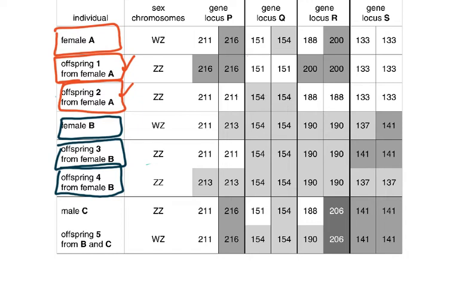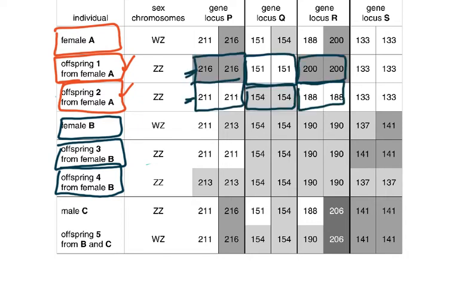Because if you look at the different loci, if you understand the question, it says, look, how are they different? 1 and 2 are different at loci P, Q, and R. At P, look at it, it's 216, 216, 211, 211. Then at Q, it's 151, 151, and 154. So these two are different. This is different, this is different. And then at R, this is 200, 200, and this is 180, 188, 188. So offspring 1 and 2 are different at P, Q, and R.